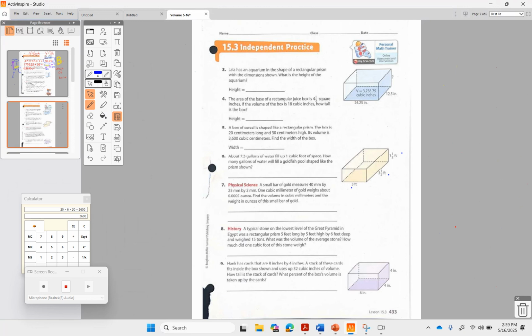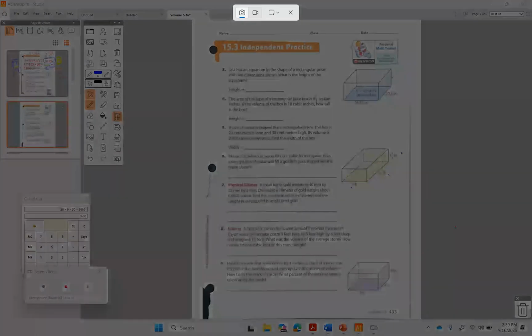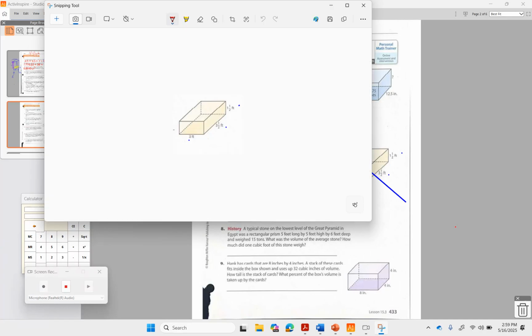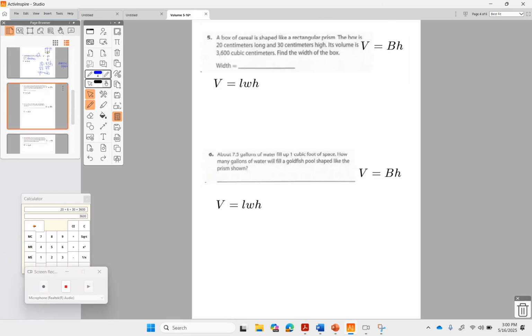Ooh, let's try to do, look, we can snip it. Let's snip it. Let's do that. Aha. Let's go here. Which one are we on? Oh, we're on this one. Watch this. Aha. My picture. Great. Okay.